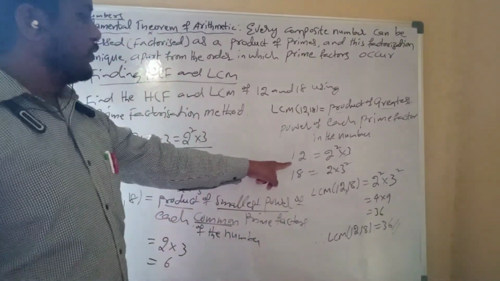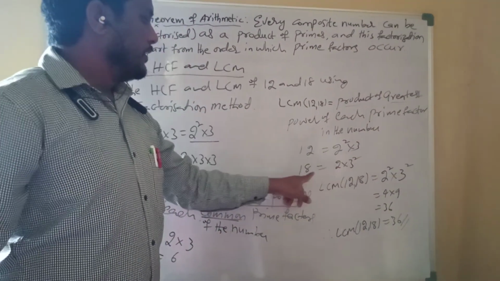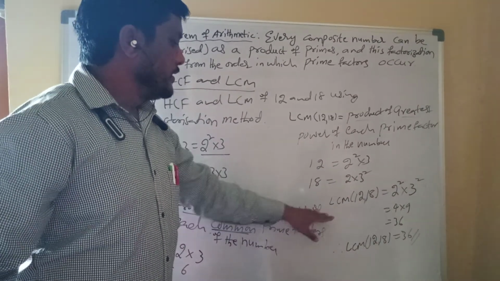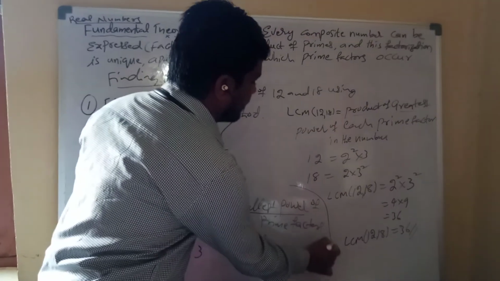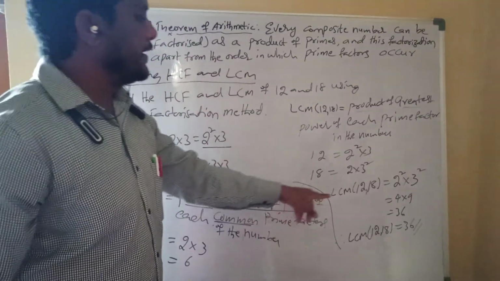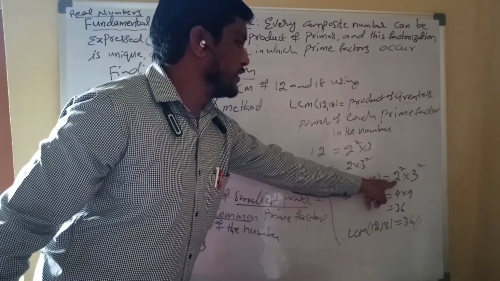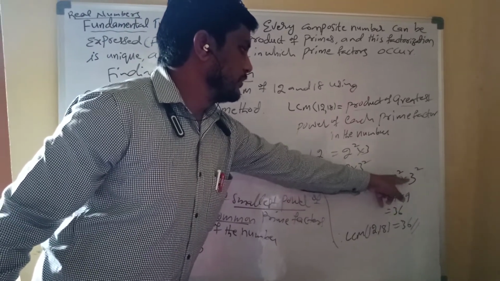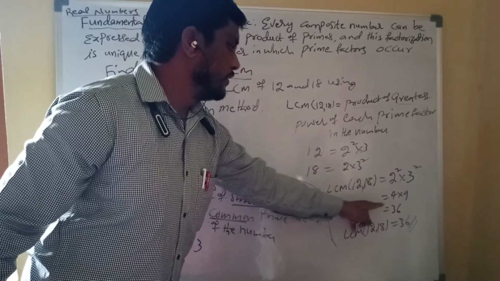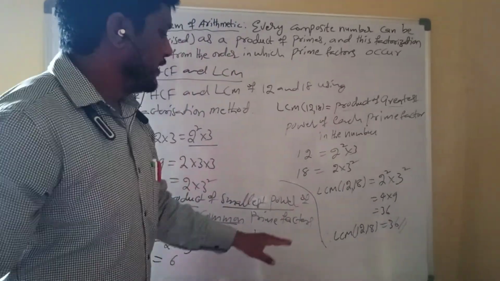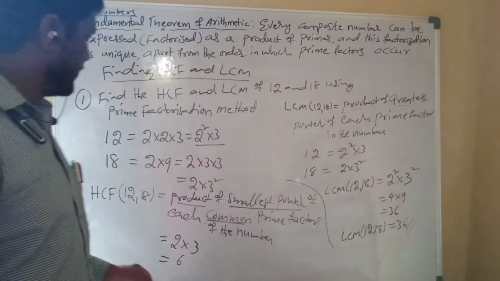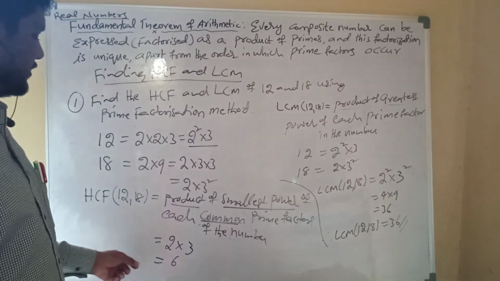That is 12 is equal to 2 square into 3, 18 is equal to 2 into 3 square. Therefore LCM of 12 comma 18 is, greatest power you have to consider, 2 square into 3 square, that is 2 square is 4, 3 square is 9, therefore 4 into 9 is 36. Hence we can write here LCM of 12 comma 18 is 36, and similarly HCF is 6.